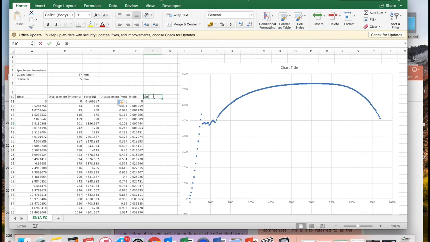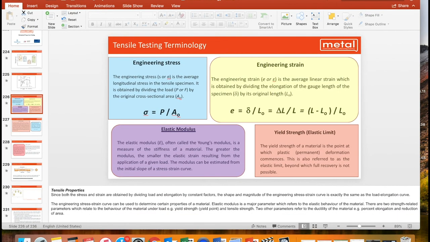What about our stress? What does stress equal? Strain's got no unit, by the way. Yes, millimeters divided by millimeters, they cancel each other out. Well, stress, what are we going to work stress in? Let's have a little look. So what is stress? What's the equation for stress? Engineering stress, here we are. It's the load, P. We've called it P in this case. Yeah, that's right. The load P divided by our cross-sectional area. Ah, okay, so we need to do something else. So we know our load, that's our force. Force that we measured from the tensile test.